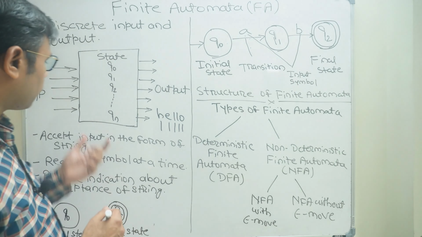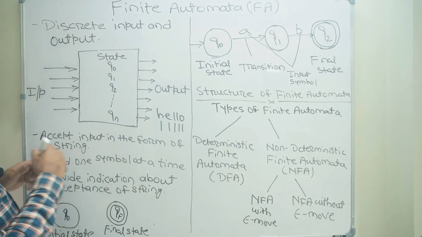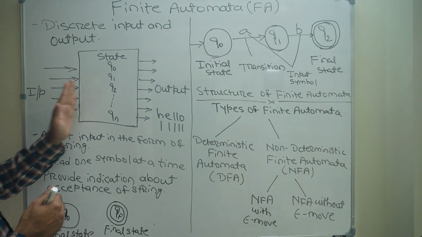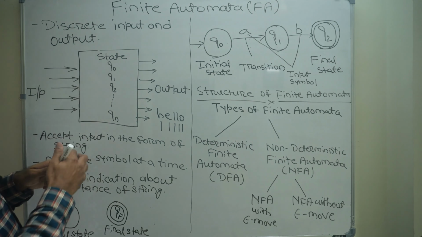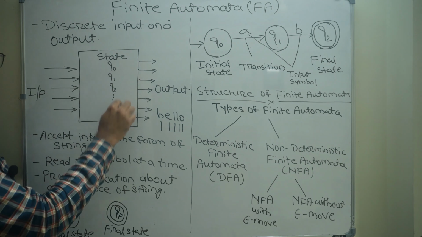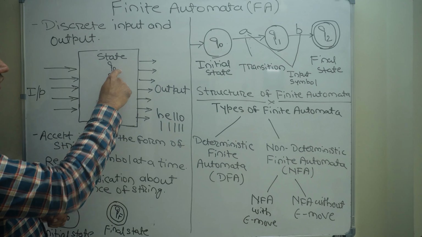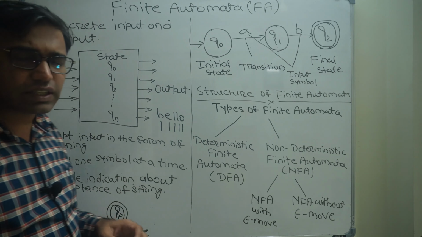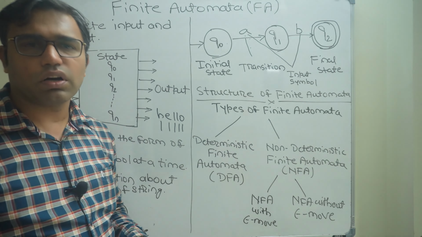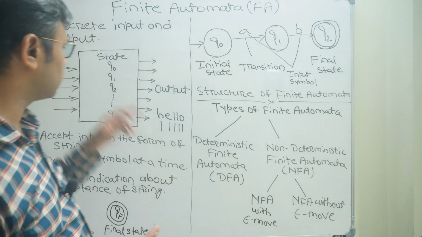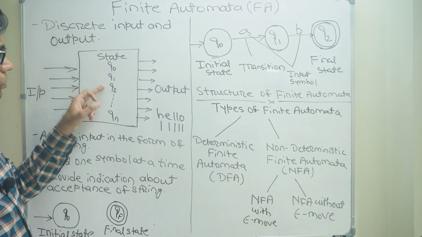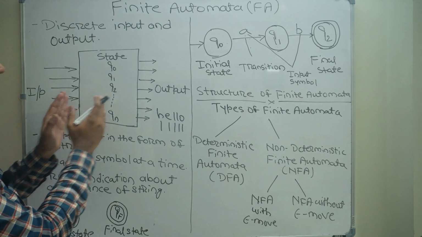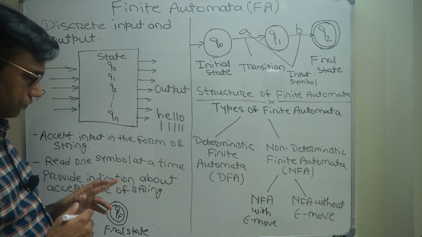So the diagram of finite automata will be like this. From the left-hand side, input symbols are passed to a number of states. There can be any number of states, so here there are q0, q1, q2 up to qn. You can give any state name, but if you go through standard books you will find this convention: q0, q1, q2 up to qn. The input symbol is processed and then it will produce output.